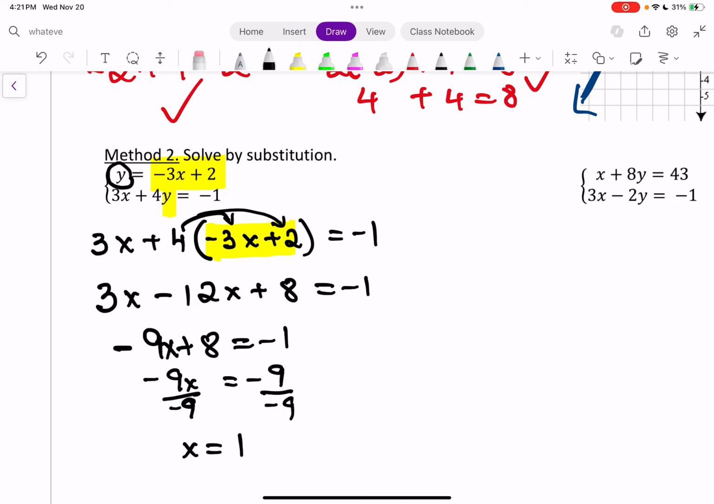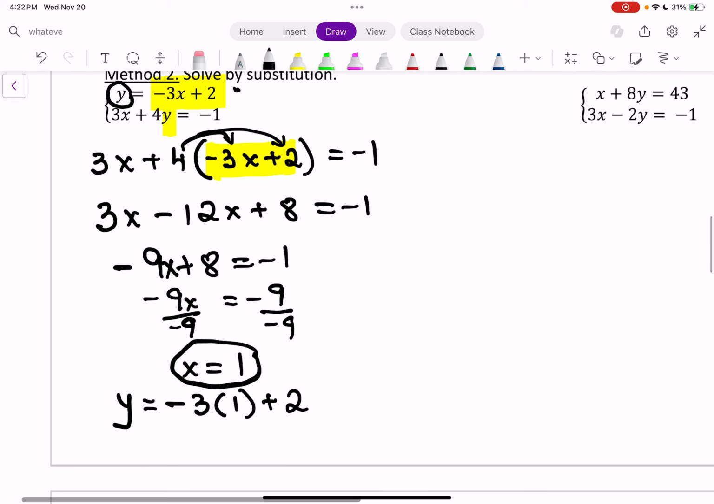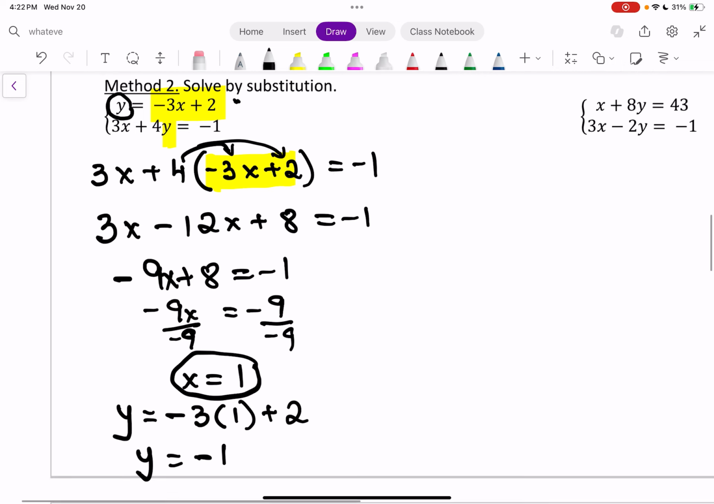Now remember, you have two variables that you have to find. So x equals 1, yes, we have solved, we had found an answer, but it's not all the answers that we need. We also need an answer for y. So I'm going to now take this x of 1, and I'm going to go back to this first equation that said that y is always negative 3 times 1 plus 2. So negative 3 plus 2 equals negative 1.